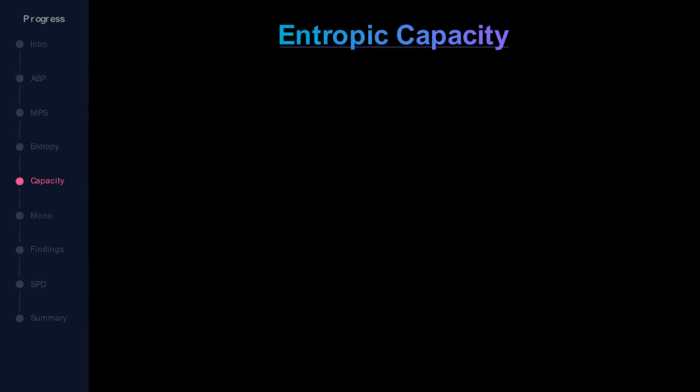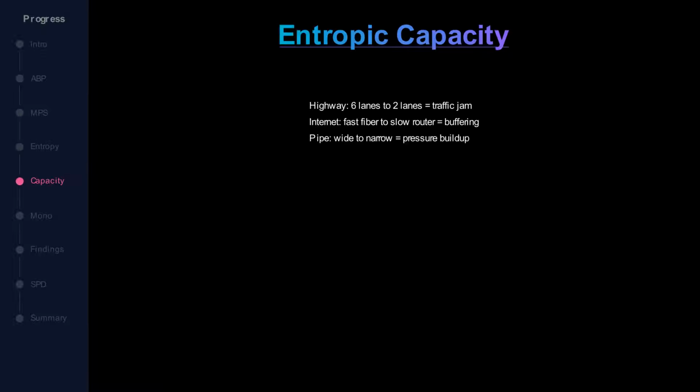Now we arrive at the main character of this story. Entropic capacity, one number that tells you how tight the computation has to squeeze. Think of it as the narrowest point in your entire plumbing system. Imagine rush hour traffic on a highway that narrows from 6 lanes to 2 lanes, or internet data squeezing through a slow router, or water in a pipe that suddenly gets thin. The bottleneck determines everything.